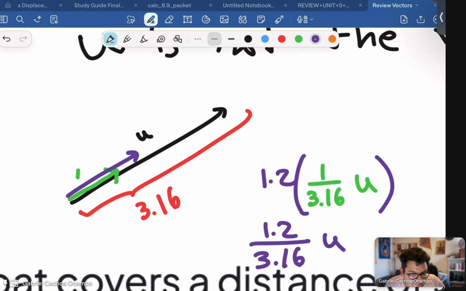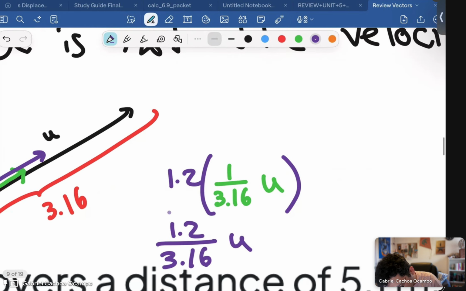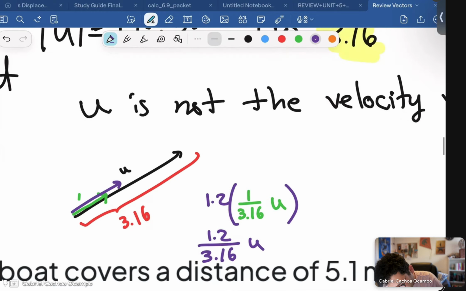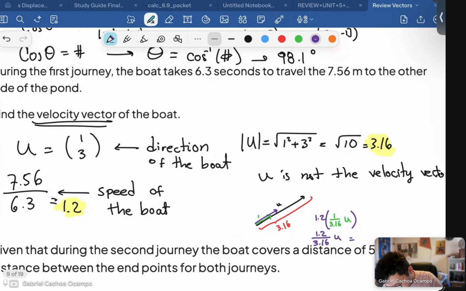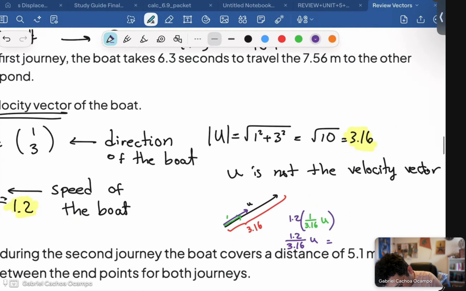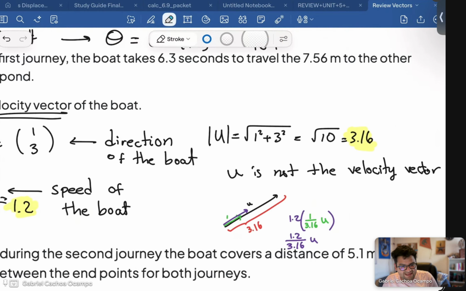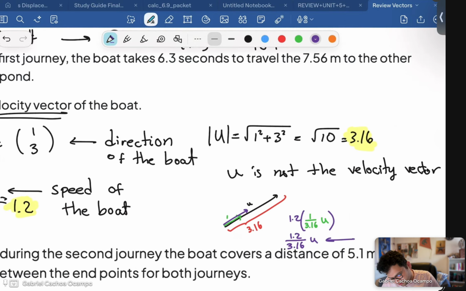That is why in your answer key, you take this number, multiply it by u, and that will be your velocity vector. I am not going to do it because that implies using a calculator and I don't have one. That is my velocity vector. I hope that makes sense.